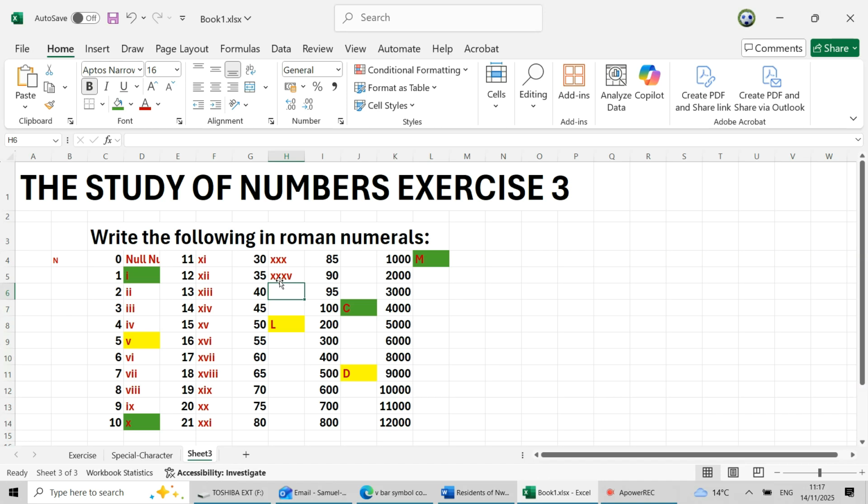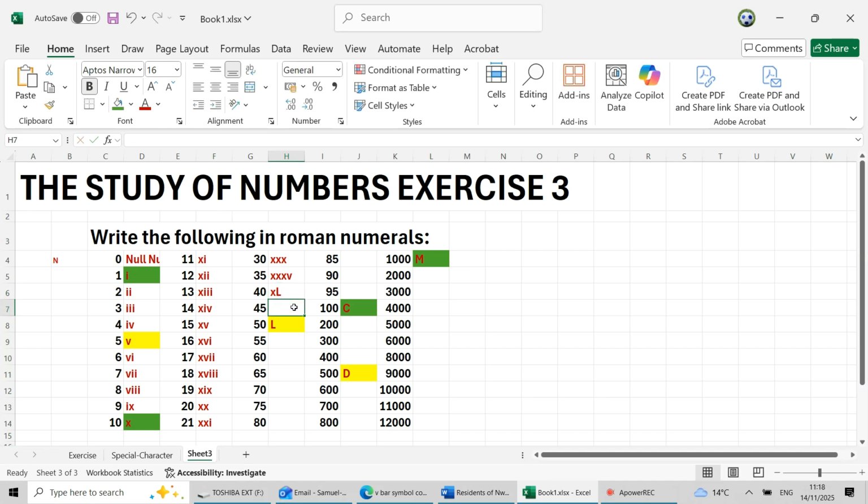And then 40. For 40, we cannot repeat X more than 3 times. So we cannot use X like triple X or quadruple X to make 40. In this case, we need to borrow 50 and then use 50 to make 40 by taking away 10 from 50. 50 is L. So 40 is XL.